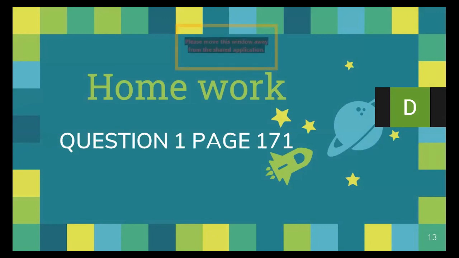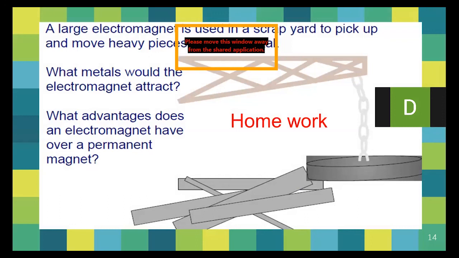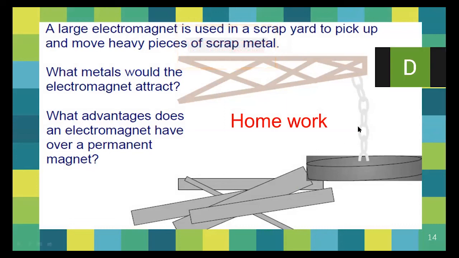As homework, you will have question 1 at page 171. And besides it, you will have this exercise. You have a large electromagnet used to lift scrap. You will describe what metals the electromagnet would attract, or what advantages an electromagnet has over a permanent magnet. So you must say the difference between them, permanent magnets and electromagnets.